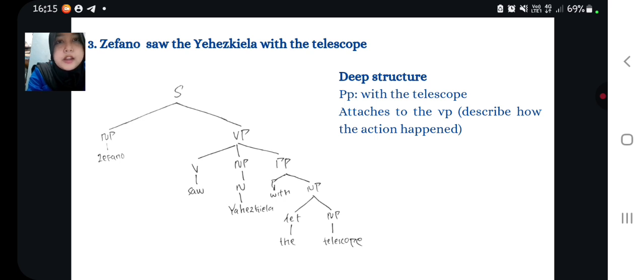Number 3. Stefano saw Yehezkiela with a telescope. The sentence. And then the noun phrase is Stefano, or Stefano is a noun. And then verb phrase contains verb saw, noun phrase noun Yehezkiela, and then prepositional phrase preposition with, and then noun phrase. They are determiner the and noun telescope. And the structure, prepositional phrase with the telescope attaches to the verb phrase, describing how the action happened.